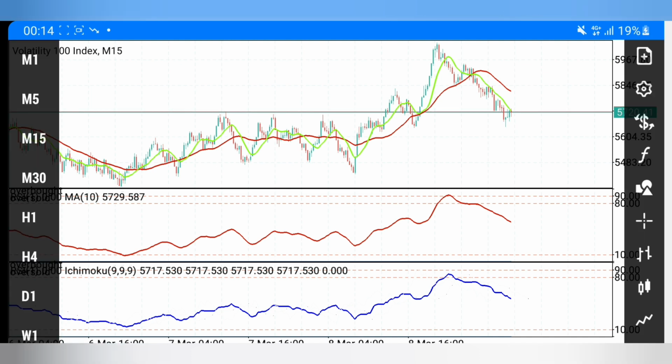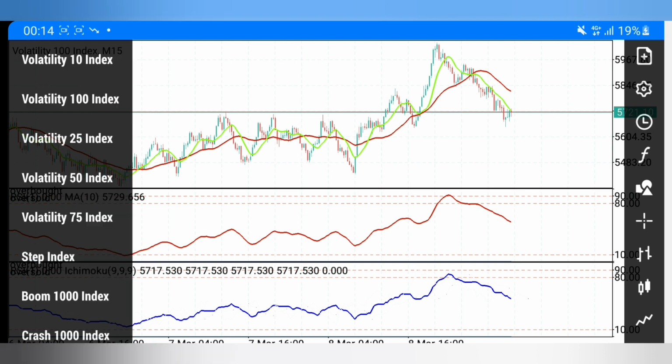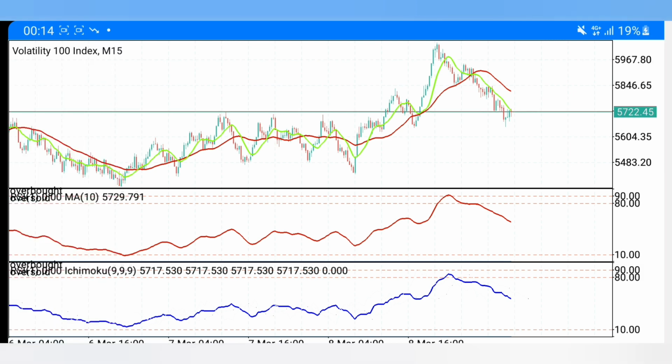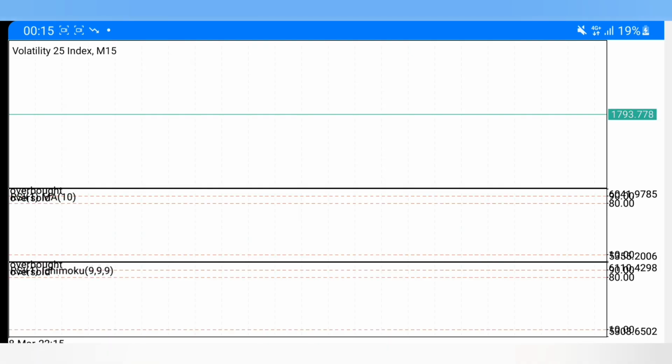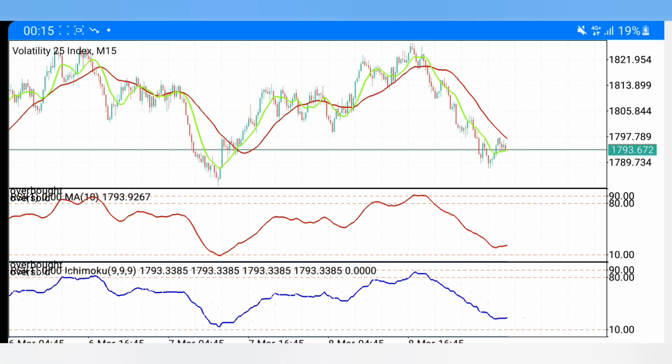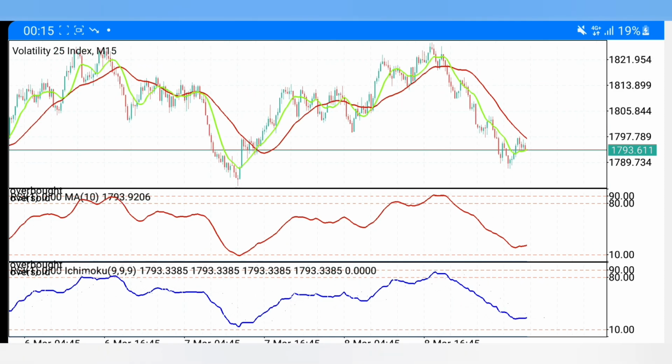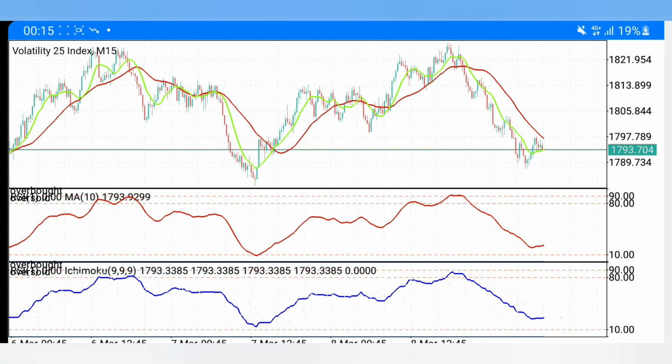Now I'm going to give you guys an example of what happens on other pairs. This was volatility 100. Let's go to 25. All right, now as you guys can see right here, this is volatility 25. The same exact thing happened, but of course in this kind of format, the market is about to touch down already. Now in this case, it's going to start ranging up.